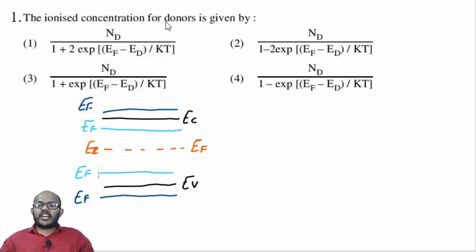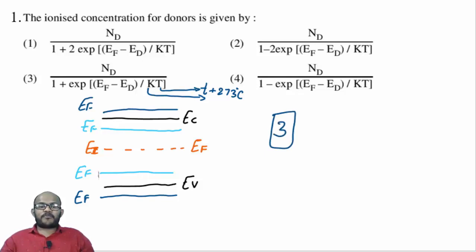So the ionized concentration for donors is given by Nd divided by 1 plus exponent of (Ef minus Ed) divided by kT, where k is the Boltzmann constant and T is the absolute temperature. You are going to express the temperature in Kelvin, that is T plus 273 from degree centigrade. So T should be in Kelvin, k is the Boltzmann constant, Ef is the Fermi level. So the corresponding option that follows, option 3, is correct.